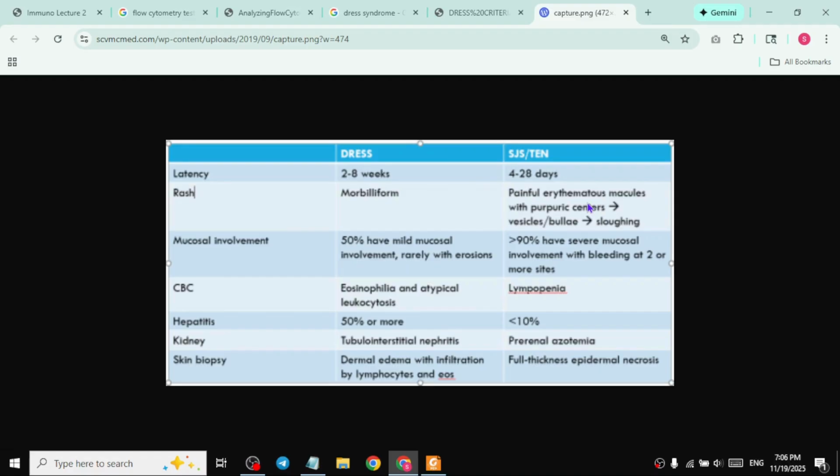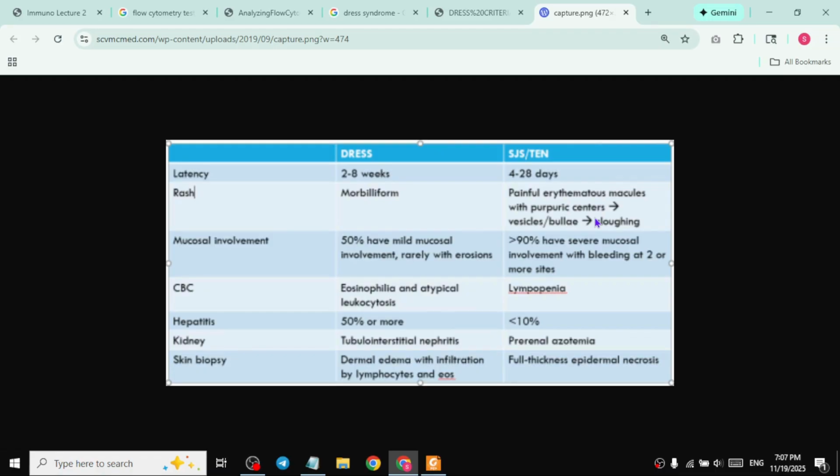Because the two drugs, for example, carbamazepine or phenytoin, can lead to both of these things. So you should be able to distinguish between DRESS syndrome and SJS. Okay. In DRESS syndrome, usually you're going to see the eosinophilia, right? You can see kidney and liver damage. Usually the skin biopsy will reveal edema with infiltration of lymphocytes, maybe eosinophils, right? But then you look at SJS, you see massive amounts of vesicle and bullae formation, right? Eventually they will explode and slough off, and it resembles burn victims more than anything.